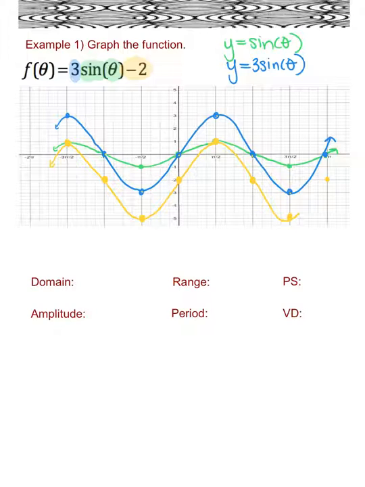Need one more point. There we go. And so there's the final in the yellow. y equals 3 sine of theta minus 2. Now let's go through and look at the properties.